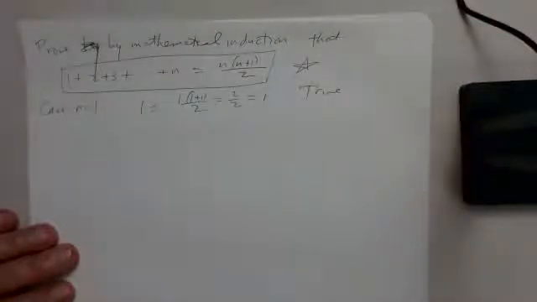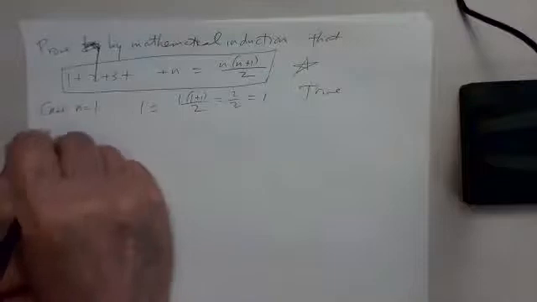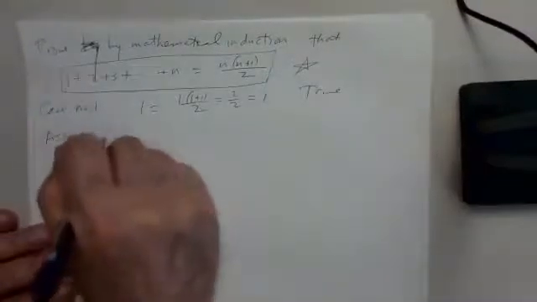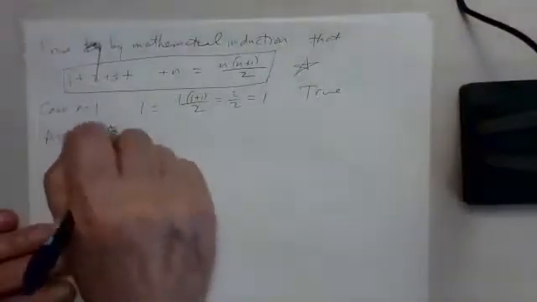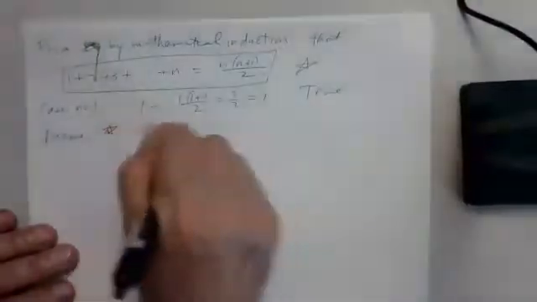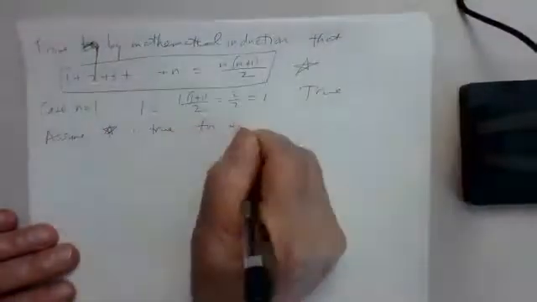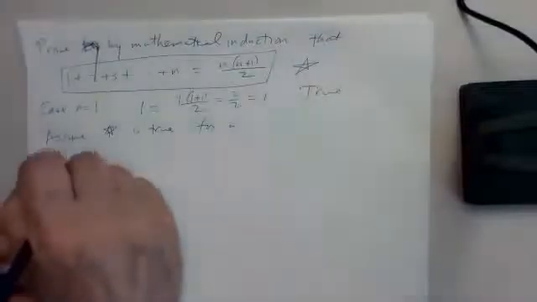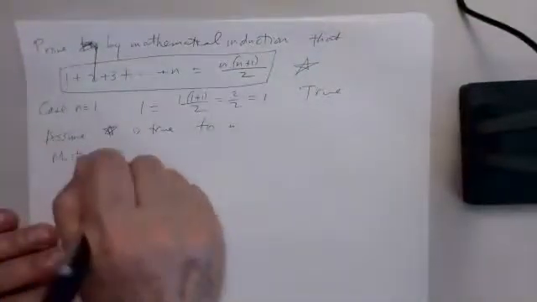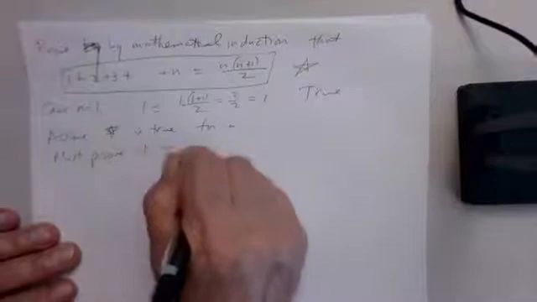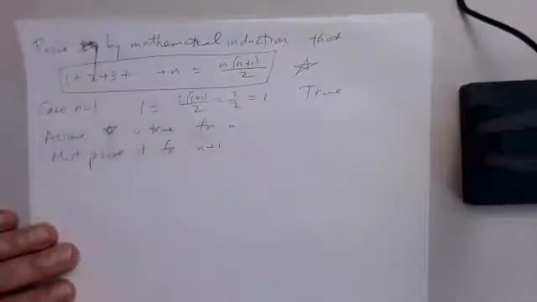Okay? And then how do you prove something by mathematical induction? You say, okay, assume it's true for some number n, prove it for n plus 1. So let's say we assume that this statement star is true for n. We must prove it for n plus 1. So what does that mean?